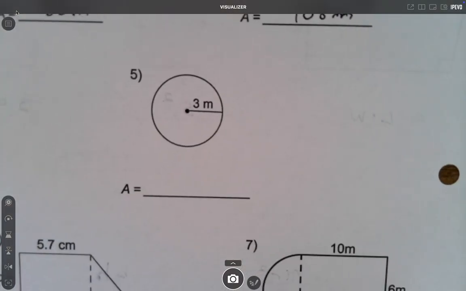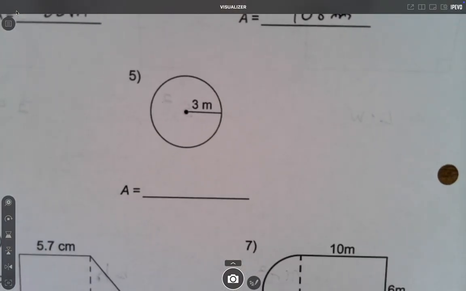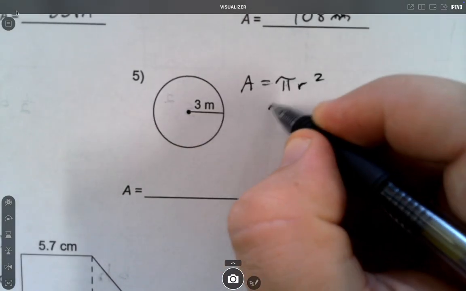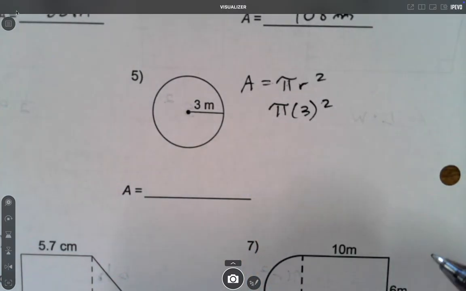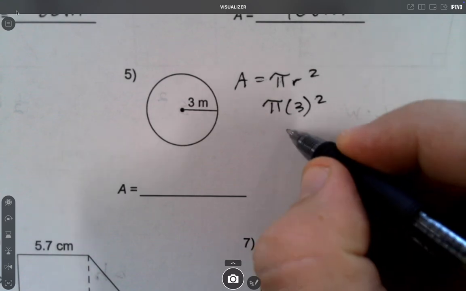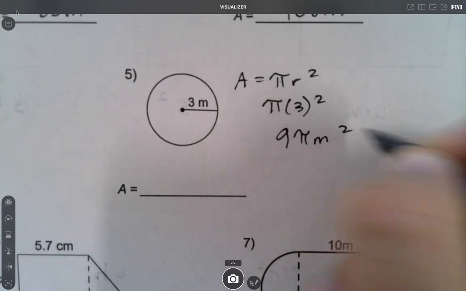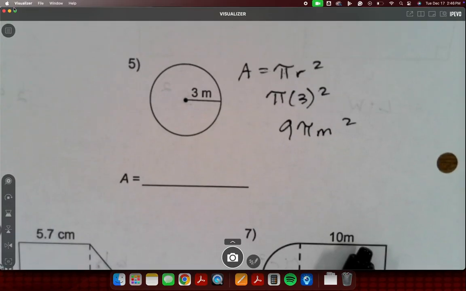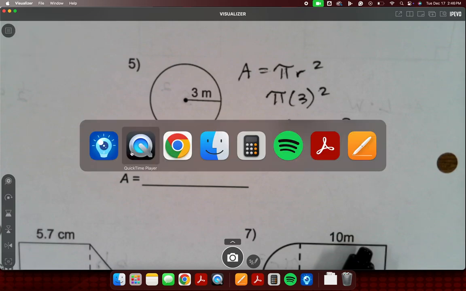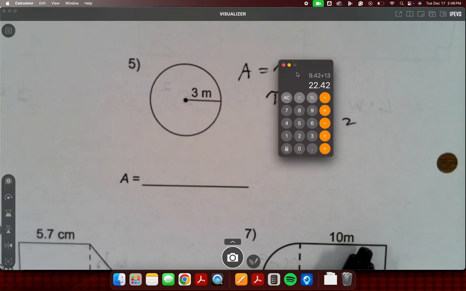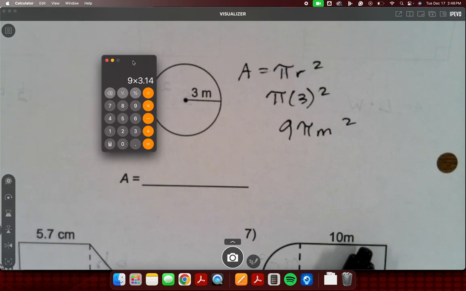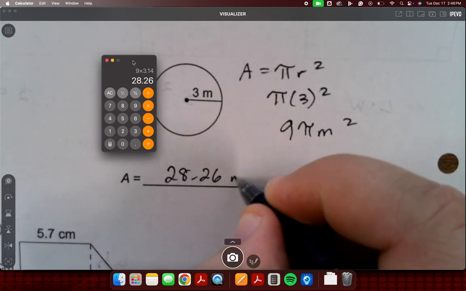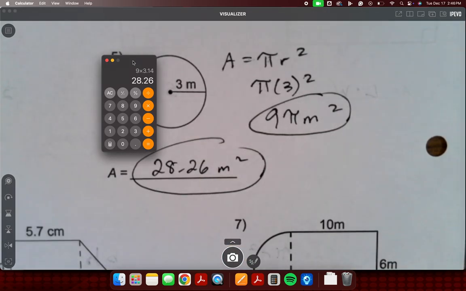Okay, number 5, we have the area of a circle. And thankfully they did give us the radius. So we use the formula A equals pi times r squared. So pi times 3 squared. So an acceptable answer would be 3 squared is 9. You just write 9 pi square meters. But you can obviously also plug this in the calculator and do 9 times pi and get 28.26 square meters. So I would accept this answer or this answer.